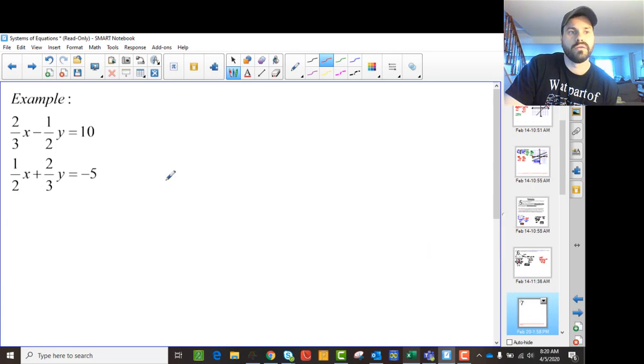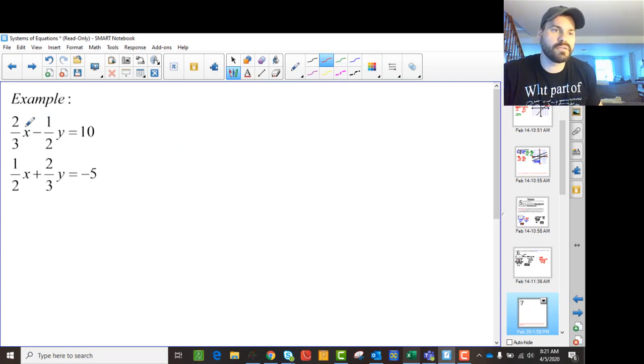Okay? So if we look at this one, another example, same idea. I want to get either the x values the same or the y values the same. This time I'll do the x values. I'm going to multiply this equation. I want it to be 1/2, and right now it's 2/3. So if I multiply it by 3/4, just to show you where I'm getting that from, 2/3 times 3/4 gives me, the 3's cancel, 2 over 4, which is 1/2. So if I multiply this equation by 3/4, I'll get 1/2.